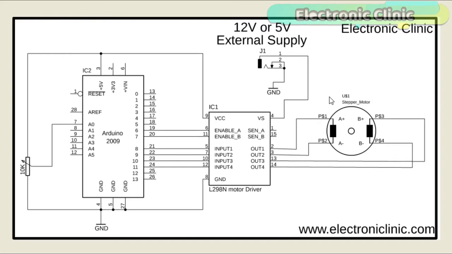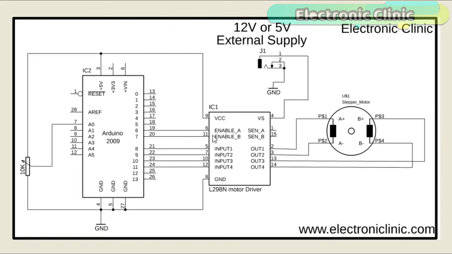You might be thinking, what about the unipolar motors as they have 6 wires? Well, the common wires are not connected, so the unipolar stepper motor's connections with the L298N motor driver are exactly the same as the bipolar stepper motor's. As you can see in the circuit diagram, the 4 wires of the stepper motor are connected with OUT1, OUT2, OUT3 and OUT4, while the input pins of the L298N motor driver are connected with Arduino pin number 8, 9, 10 and 11.